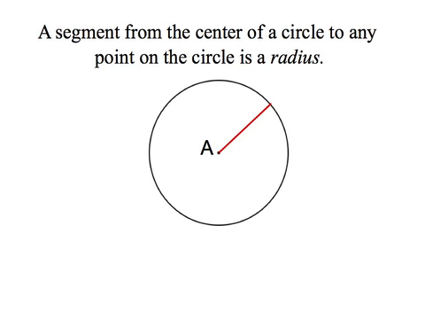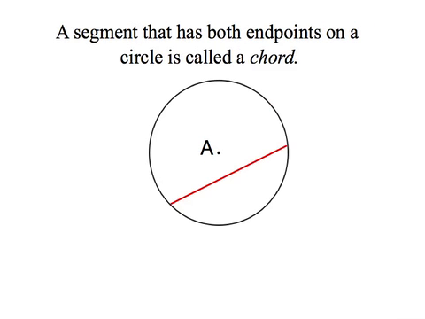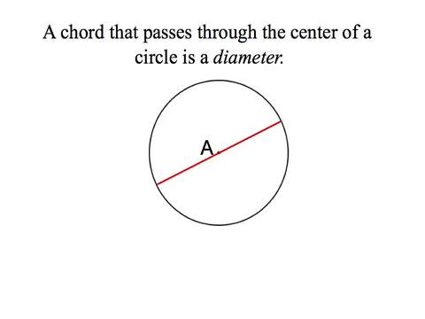A segment from the center of a circle to any point on the circle is a radius. A segment that has both endpoints on a circle is called a chord. A chord that passes through the center of a circle is a diameter.